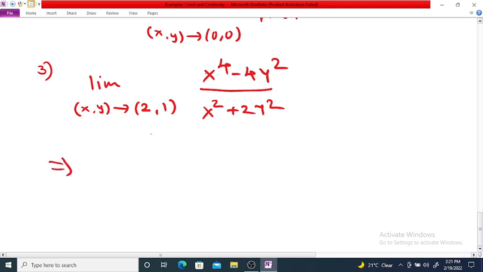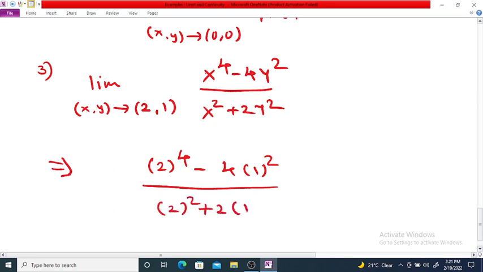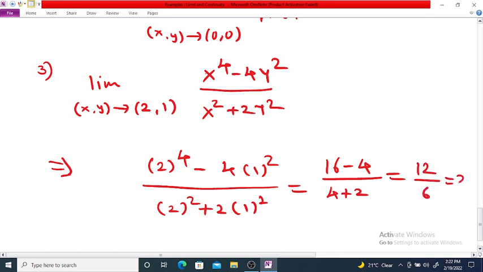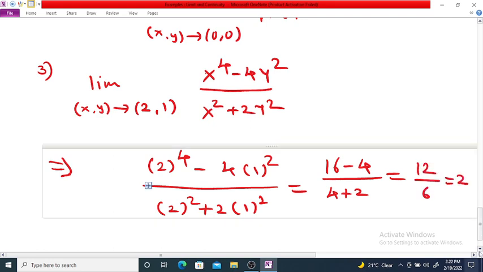Now as xy tends to 2 1, if we directly put x equal to 2 and y equal to 1, then we get 2 raised to 4 minus 4 times 1 square divided by 2 square plus 2 times 1 square. So this is equal to 2 raised to 4, which is 16, minus 4, divided by 2 square, which is 4, plus 2, so it is 6. 16 minus 4 is 12. 12 divided by 6 is equal to 2. So the limit of this function is equal to 2.